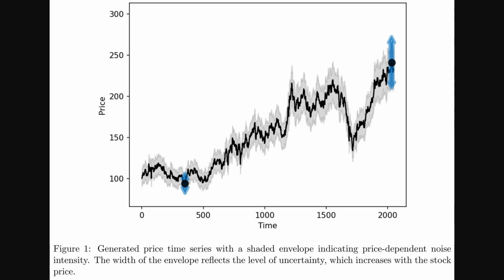Alright, and this figure really visualizes that step forward. What we're seeing here is a price time series generated by the model. The key thing to notice is the gray shaded area around the black price line. This represents the model's uncertainty or noise. And you can see, as the price goes up, that shaded band gets wider. This reflects a core idea from finance called heteroskedasticity, which just means that volatility scales with the price, so higher prices mean bigger potential swings. This built-in feature is why the model is so much better at capturing realistic market dynamics.